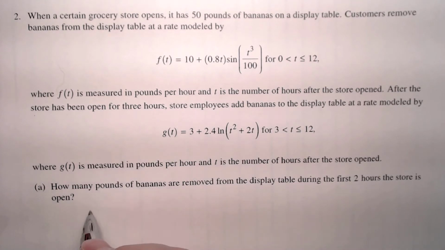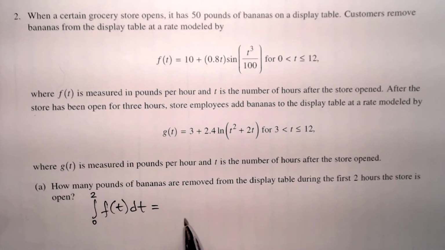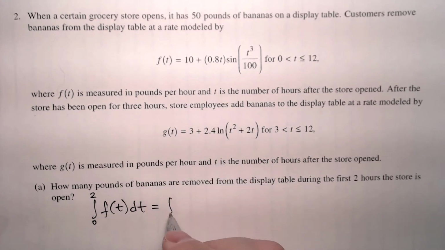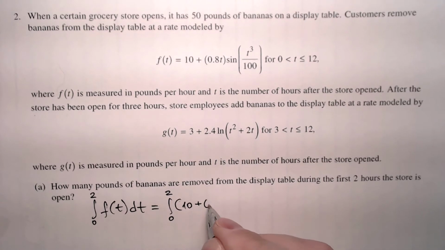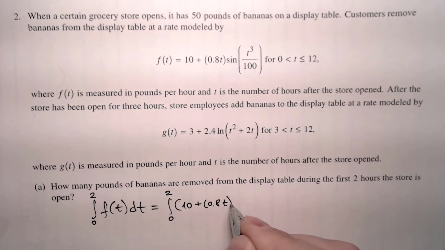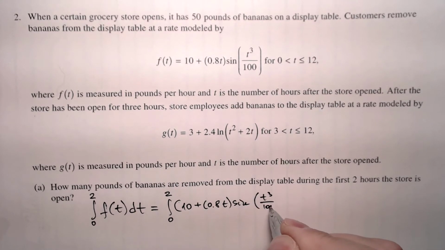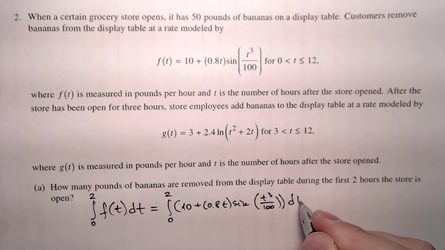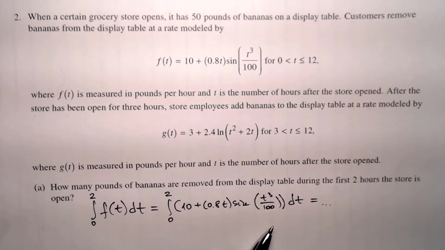And so this is just the integral from 0 to 2 of f of t dt, because this is the rate at which it's being removed. So it's the integral from 0 to 2, 10 plus 0.8 t sine t cubed over 100, close parentheses, dt. So let's use a calculator to calculate this value.